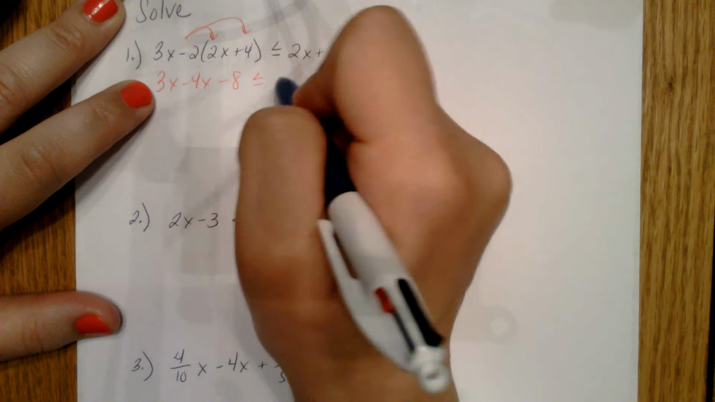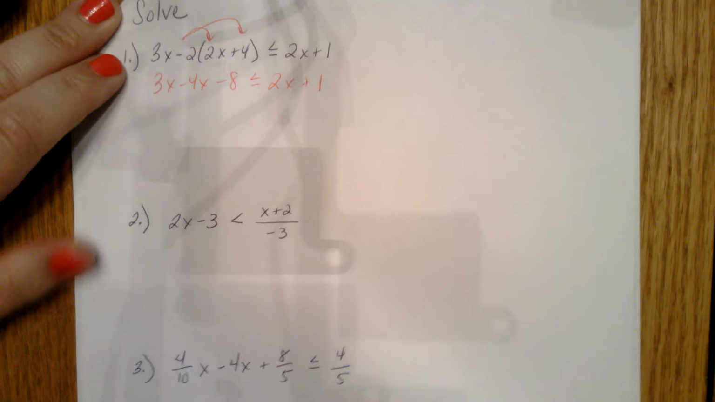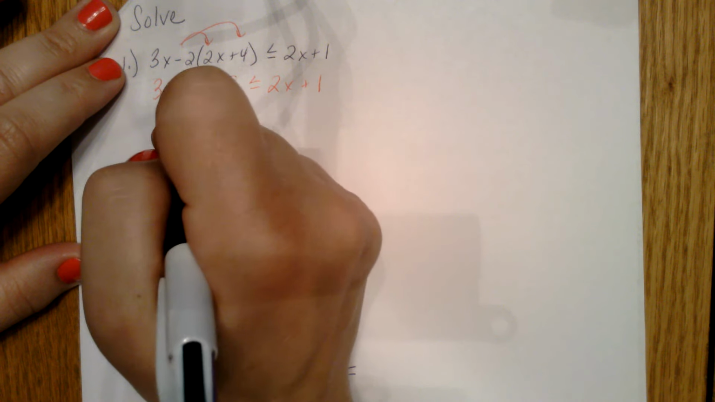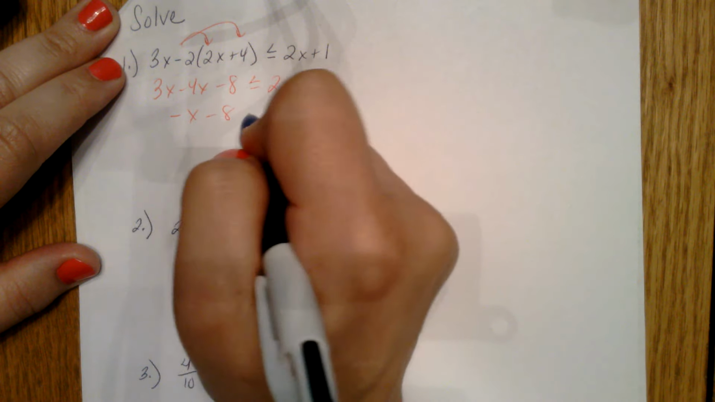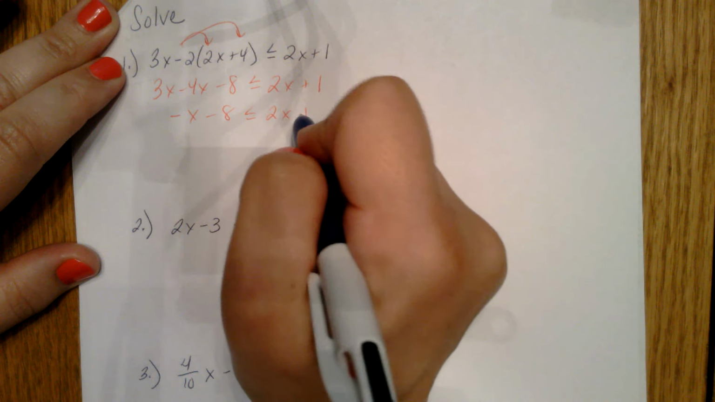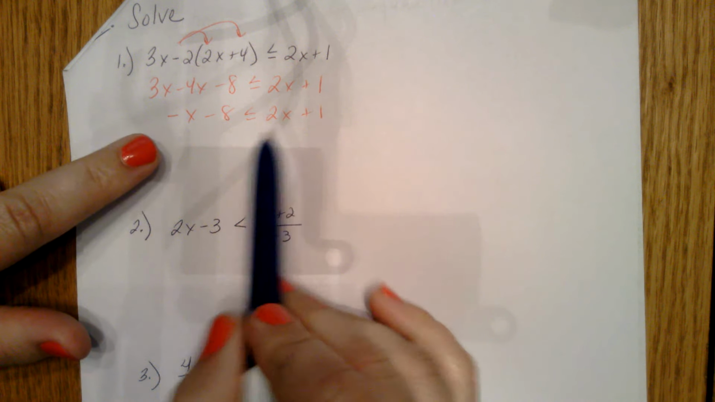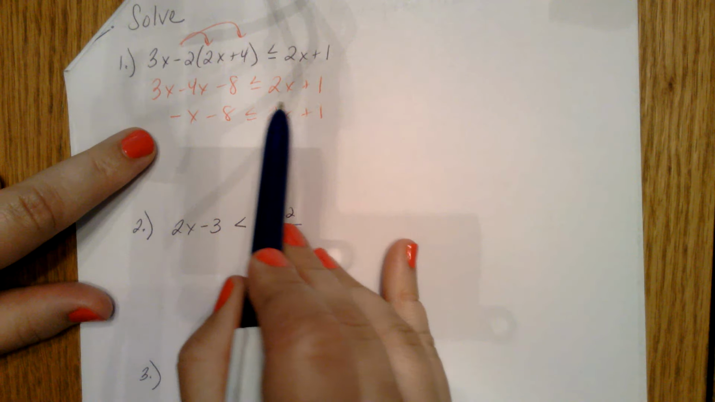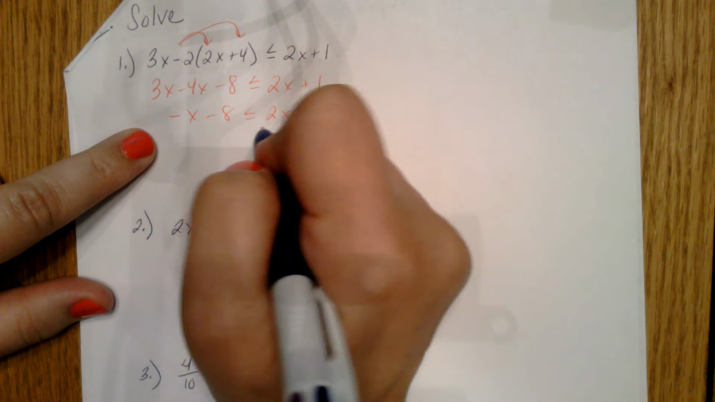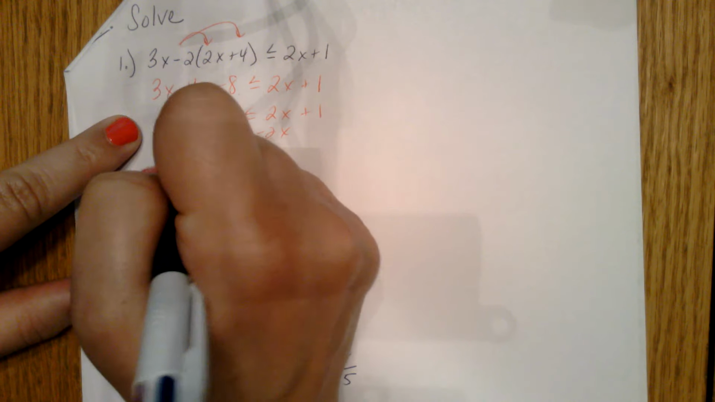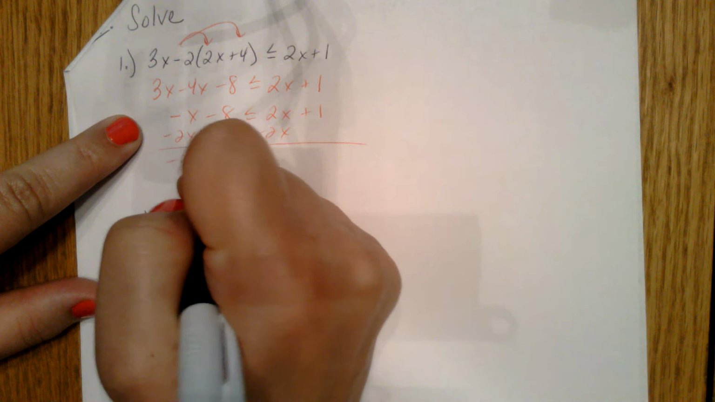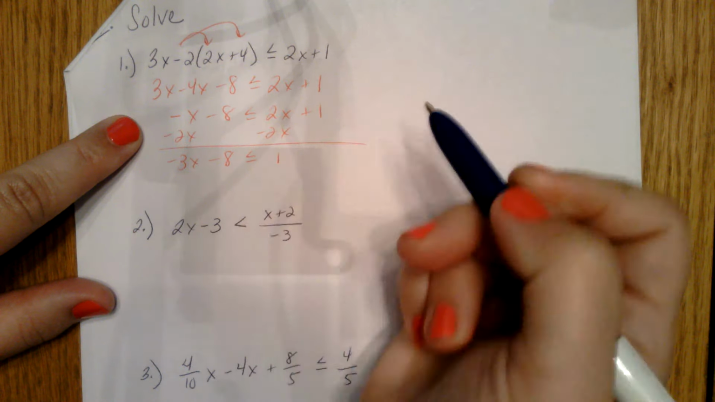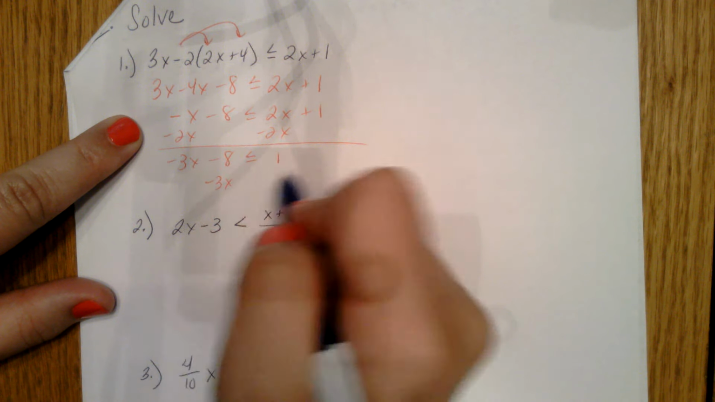3x minus 4x minus 8 is less than or equal to 2x plus 1. Let's simplify. This would be negative x minus 8 is less than or equal to 2x plus 1. Now, again, I would usually add the x over here, but I'm just going to subtract the 2x over to here just to show you. Negative 3x minus 8 is less than or equal to 1. Negative 3x, add 8 over.